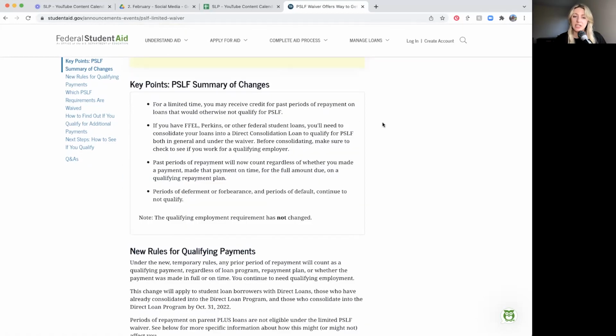Now, let's get into the key points, or the summary, of the PSLF changes that are being enacted. So to reiterate, for a limited time, you may receive credit for past periods of repayment on loans that otherwise wouldn't have qualified for PSLF. So this is a big deal, guys.